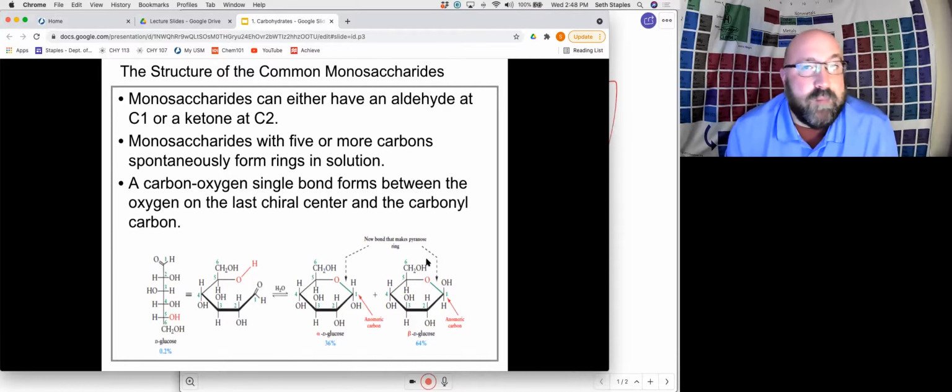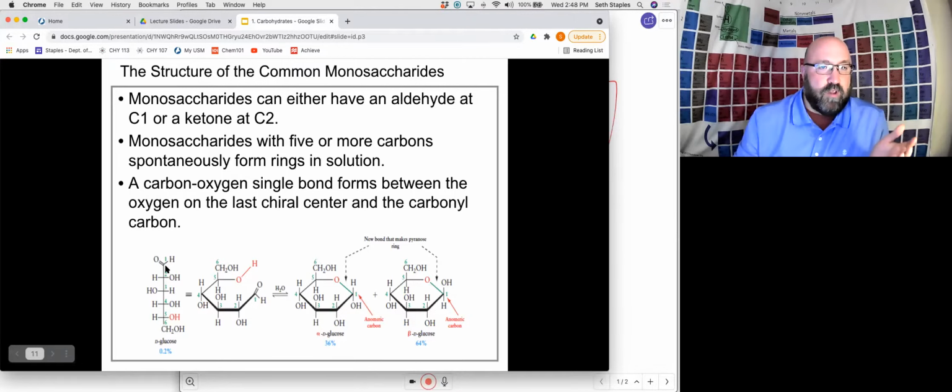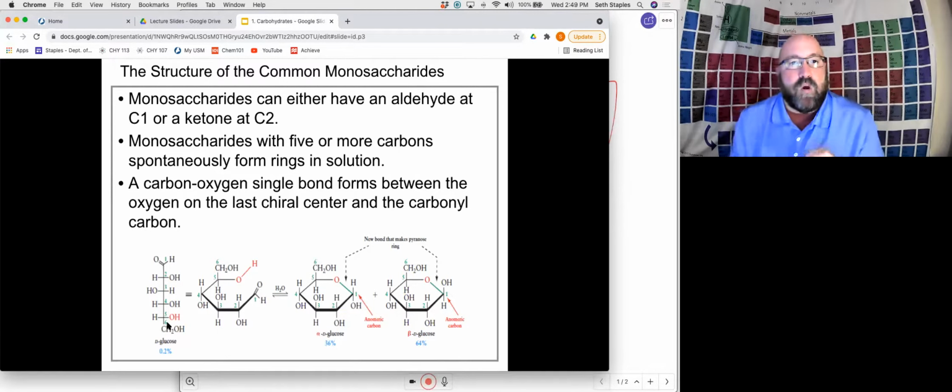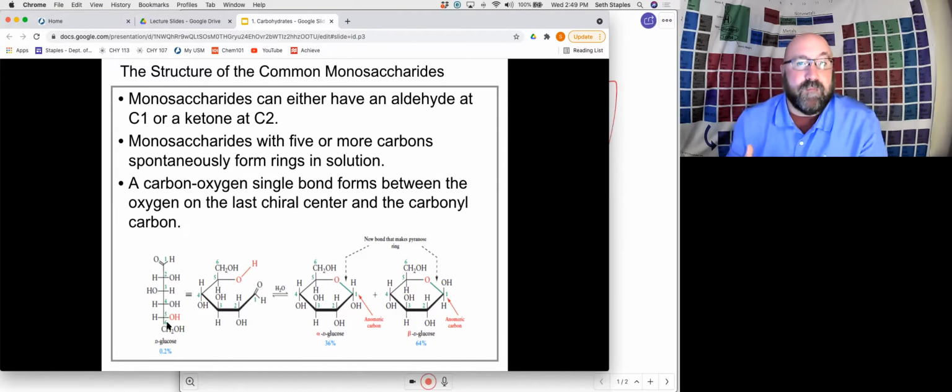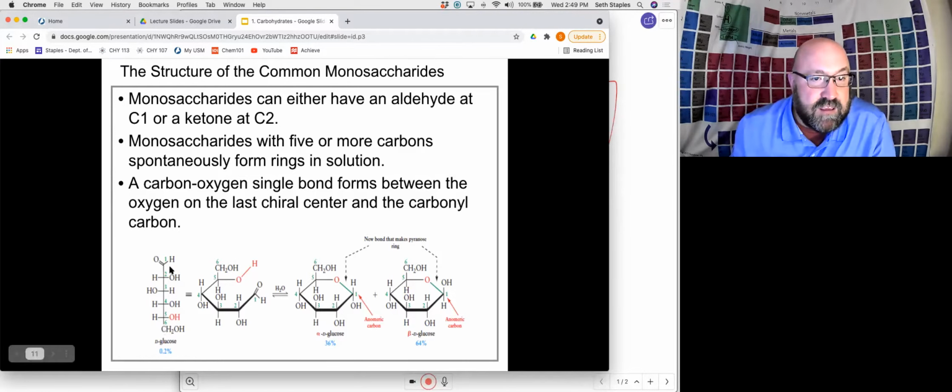As mentioned earlier, monosaccharides, remember, can have either an aldehyde at C1 or a ketone at C2. And so we have our Fischer projections, which we've looked at. It turns out that in nature, monosaccharides that have 5 or more carbons are actually going to take that chain and fold around in order to form a ring. And we can see that happening right here. And so what's going to happen is that a carbon-oxygen single bond will form between this last chiral carbon here, so here at number 5, and this oxygen of the carbonyl. And so we can see that sort of as it comes around here.